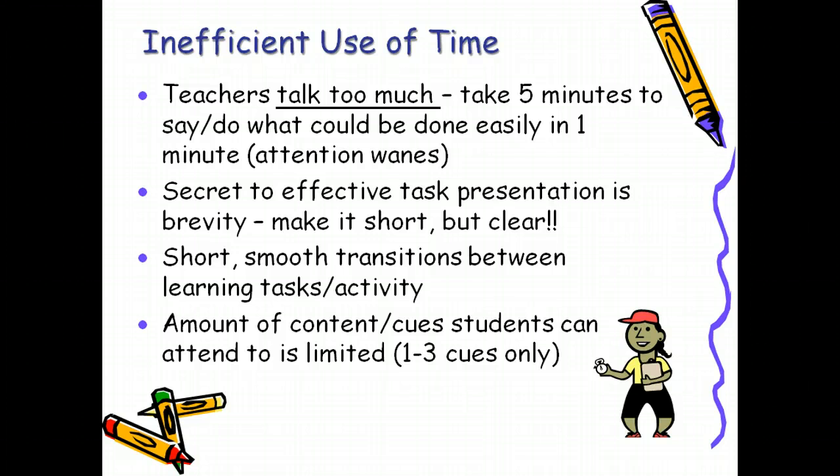Short, smooth transitions between learning tasks and activities are essential, or they will waste a lot of time. That is the number one reason that we waste time in physical education classes, is that we take too much time going from one learning activity to another. When you're teaching the content, one thing that's very clear is that the amount of content and cues that students can attend to is definitely limited. Only 1 to 3 cues should be presented at a time.